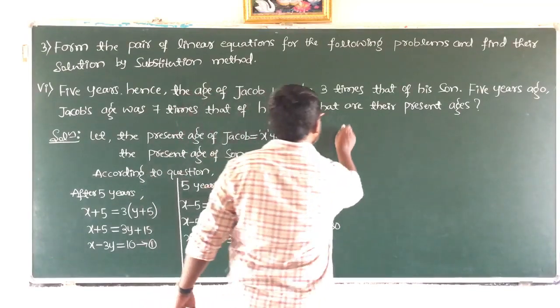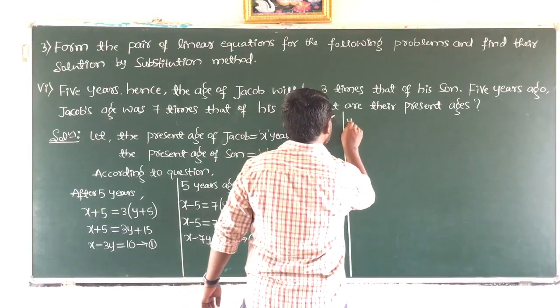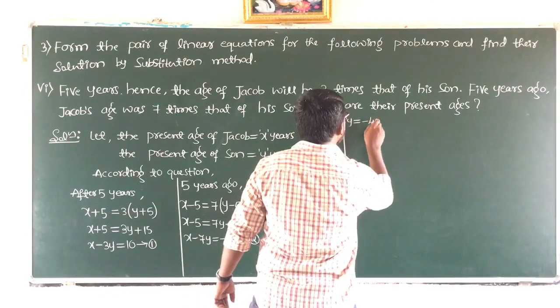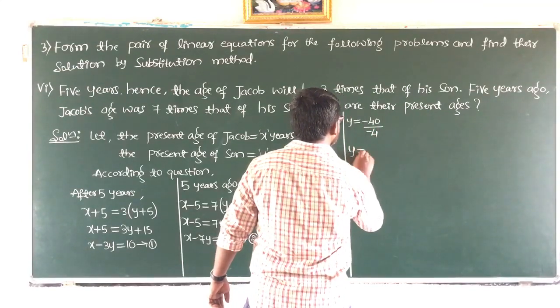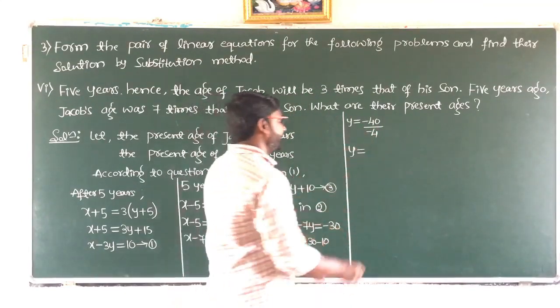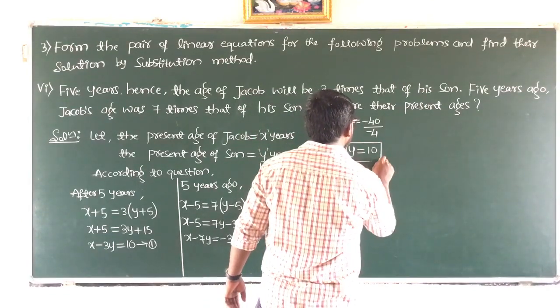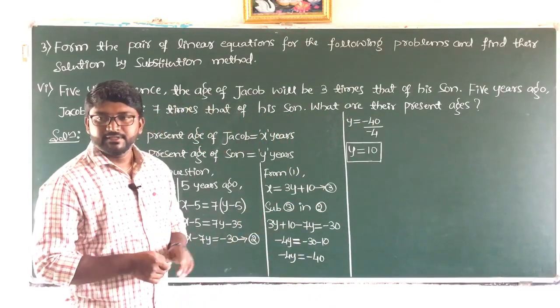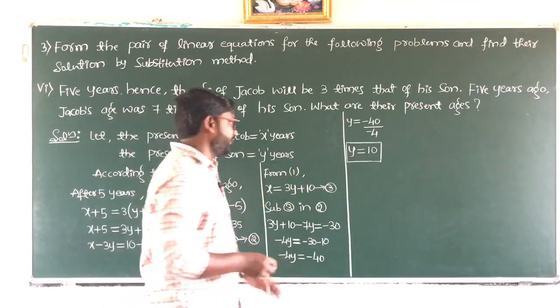Then simplify this further. So we get y which is equals to minus 40 divided by minus 4. So y is equals to, minus by minus it is plus, so we get 10. So this is the value of y. That means the present age of his son is 10 years. Substitute y equal to 10 in equation 3, we get the value of x.